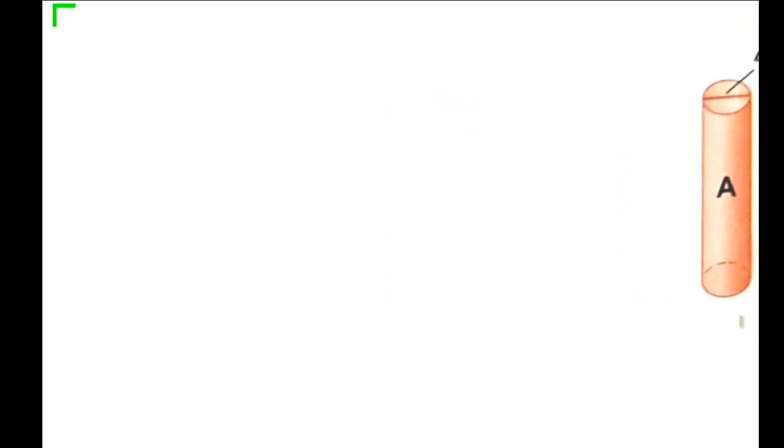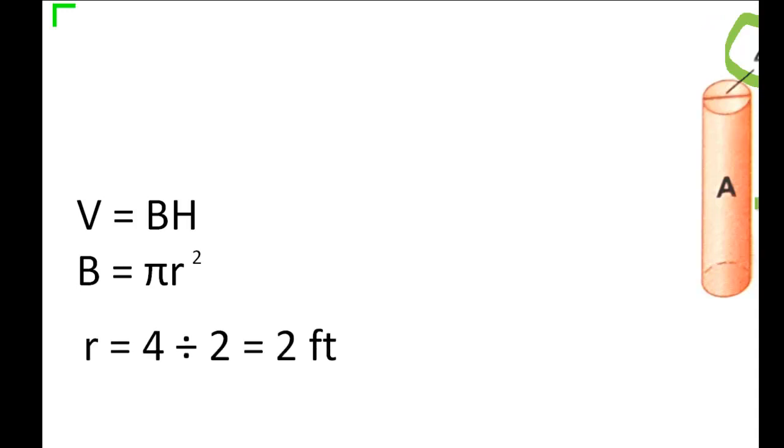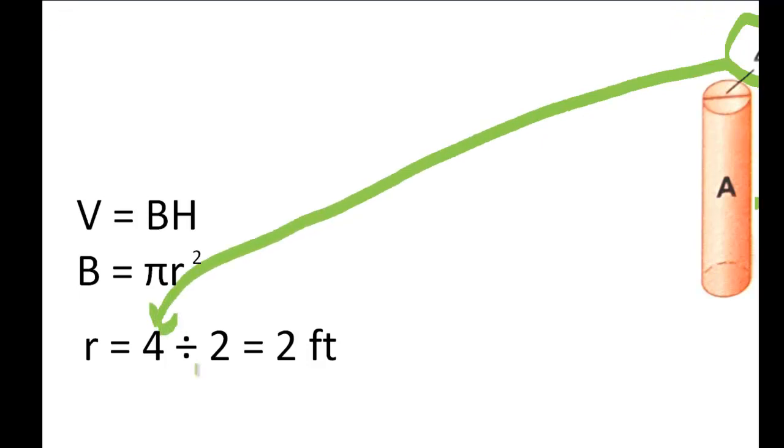Cylinder A. I have here diameter of 4, height of 15. Okay, what is our volume? Our volume is area of base multiplies height. What is the rule of the base? Pi r square. So I need r. I have diameter and I need radius. So r will be: this 4 is the diameter, so I take it and divide it by 2. So it will be 2 feet.